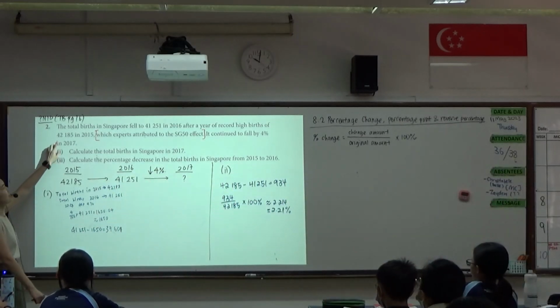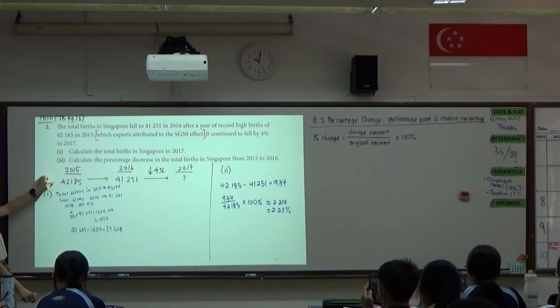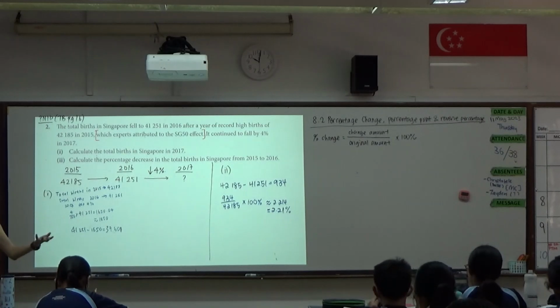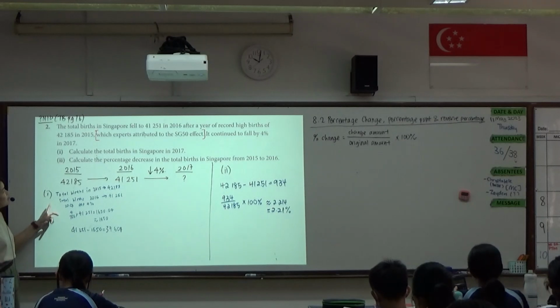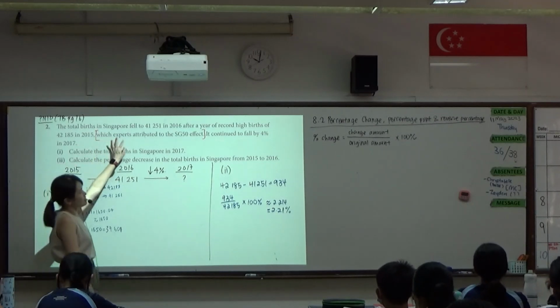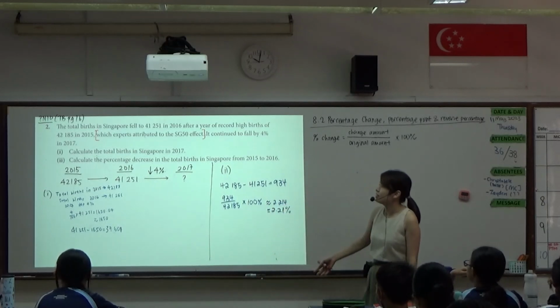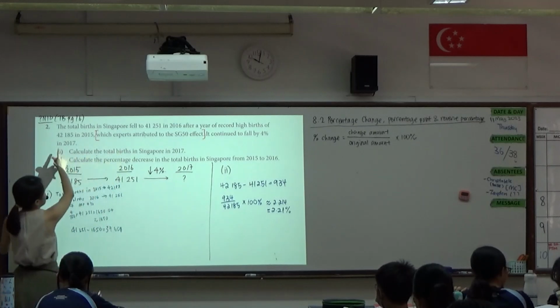There's an increase in births in 2015, because it's the nation's birthday, people are motivated to give birth. I think there was some monetary incentive to give birth that year. But this itself has no effect on the way we answer the question. Then they say it continued to fall by 4% in 2017.